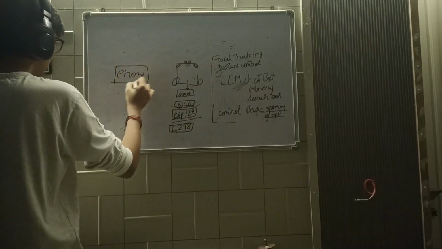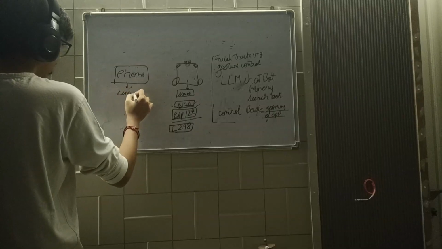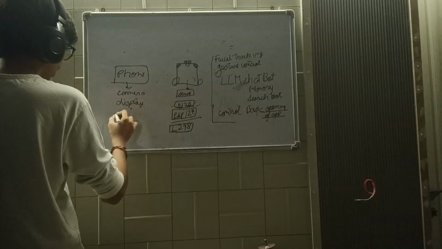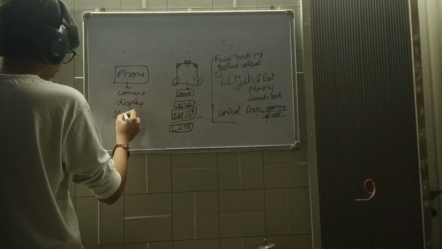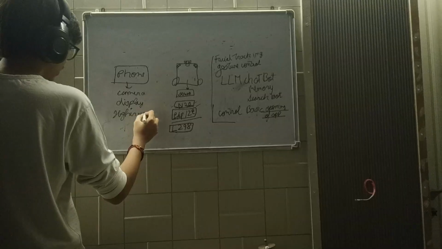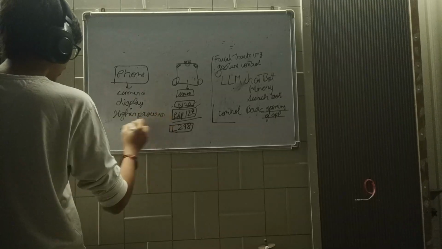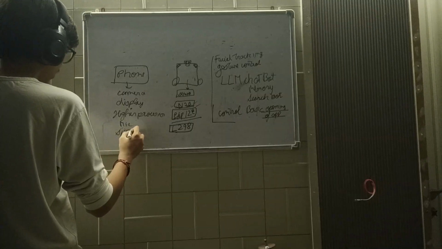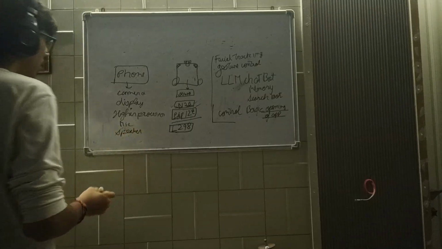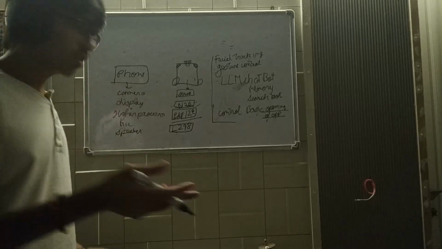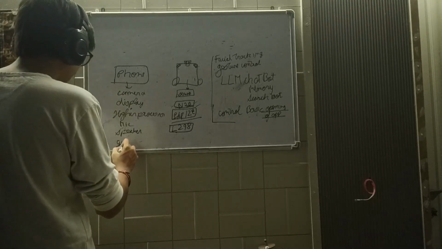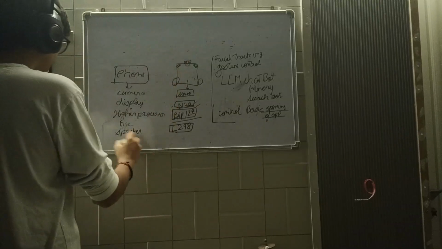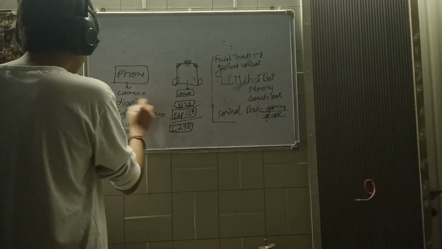This is our phone. It has the features: camera, display, a high-end processor, the microphone, and a speaker. Fun fact: we also have a gyro here. Every phone has a gyro for the rotation part. So yeah, these basic sensors we have already.